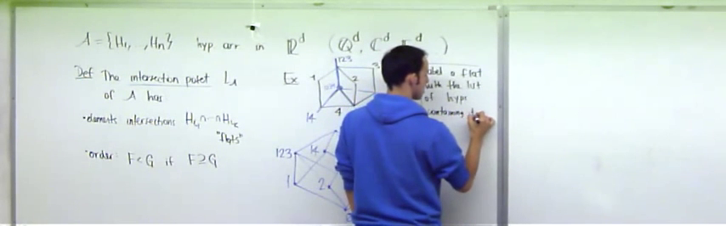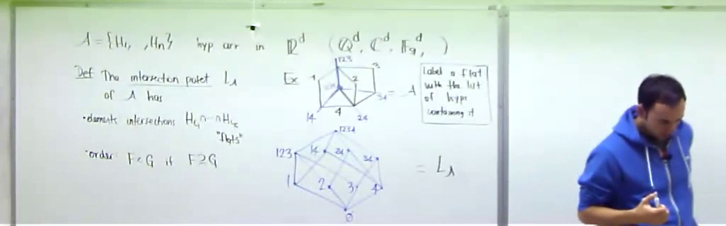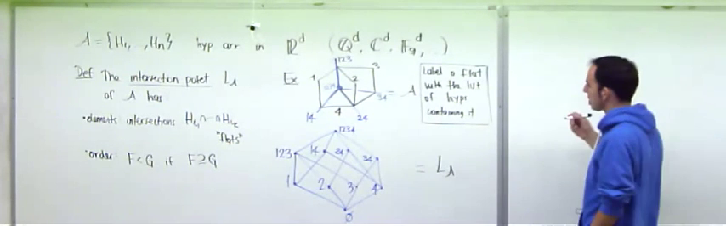Maybe I'll put here because it's important that I am labeling the intersection. Label a flat with the list of hyperplanes containing it. Okay. So that's going to be my convention in the way that I label these pictures. Okay. So let me make a couple of remarks about this.